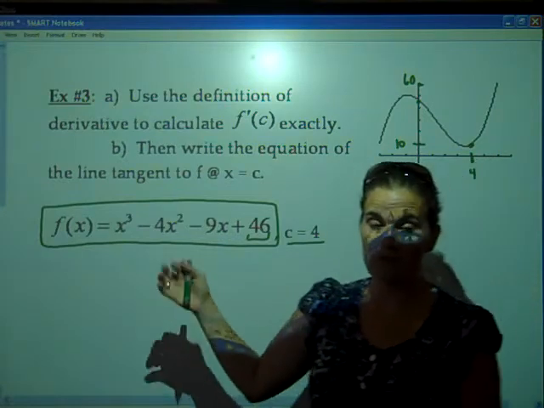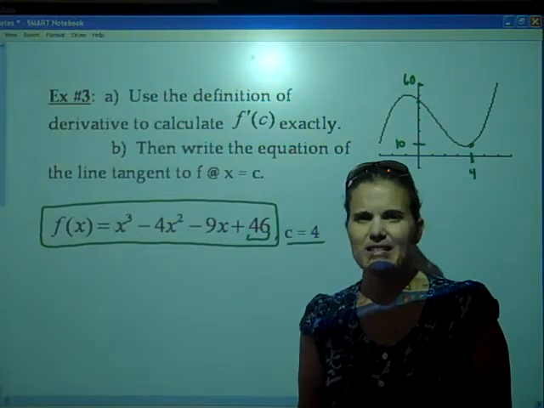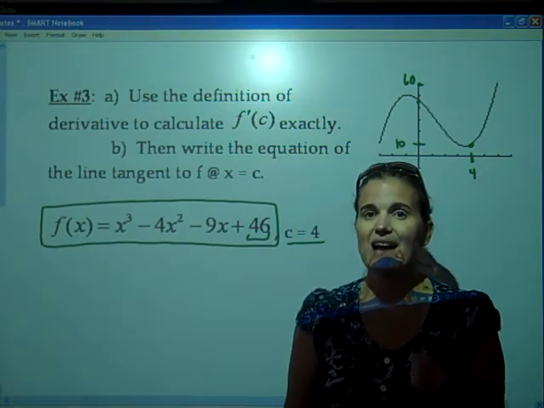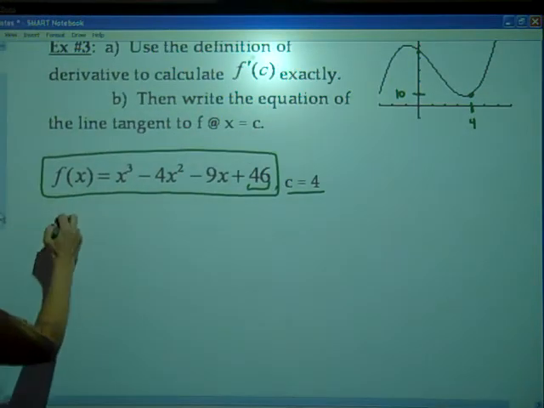I'm going to use the definition of derivative to figure out exactly what the derivative is at 4. I don't know if I've said this yet, this is not an estimate anymore. This is the exact rate of change at that point. So, definition of derivative. Let's go ahead and jump in.